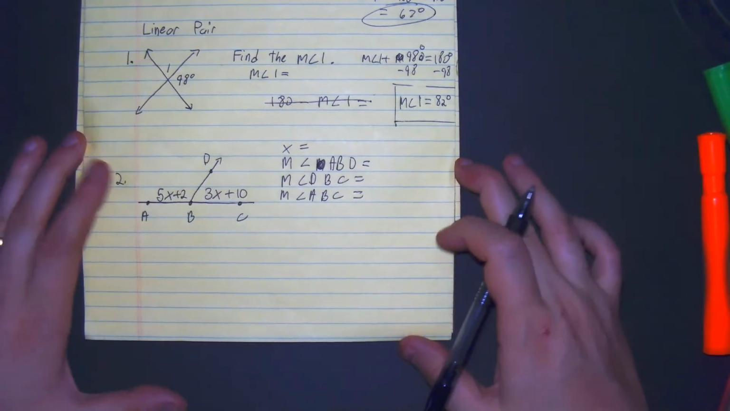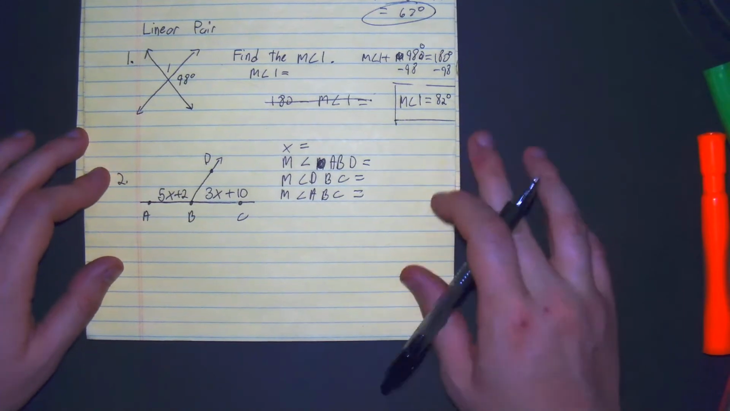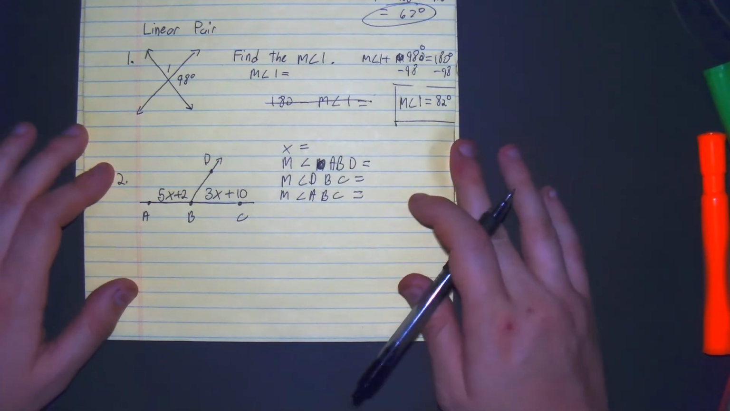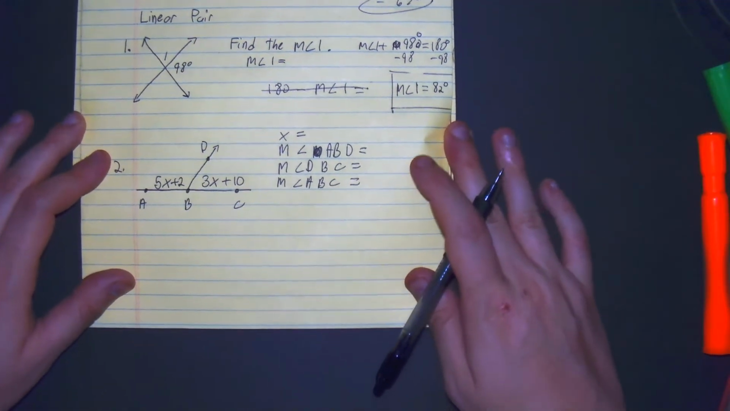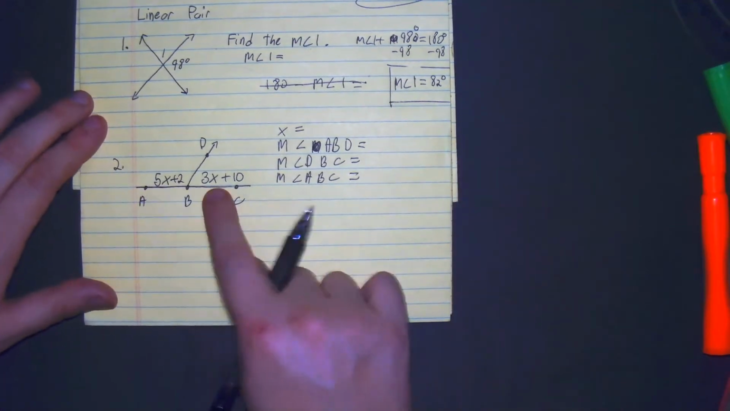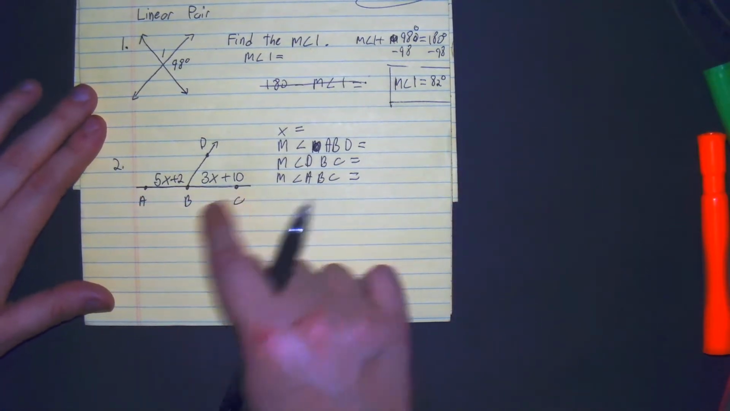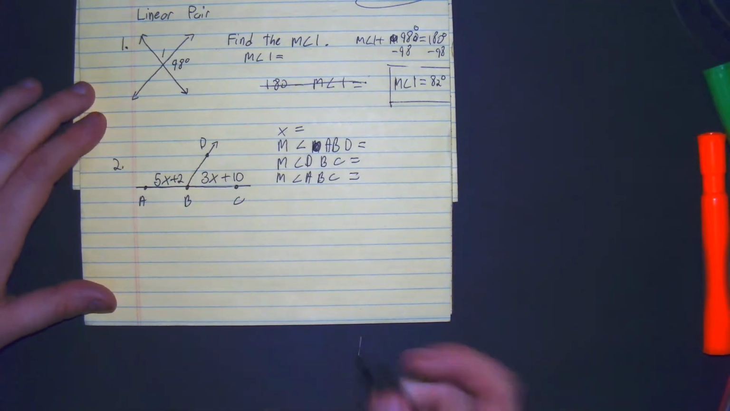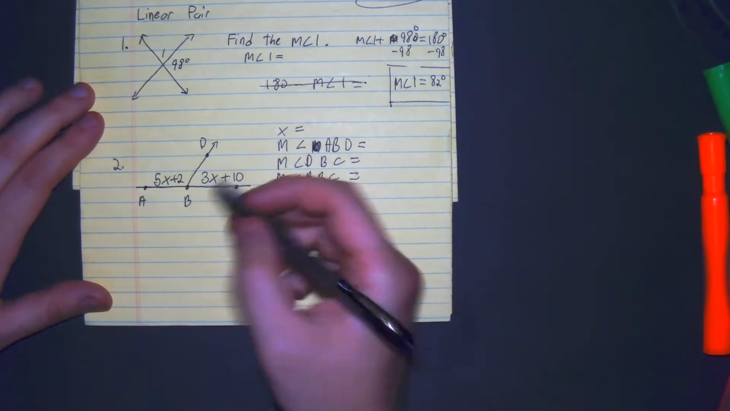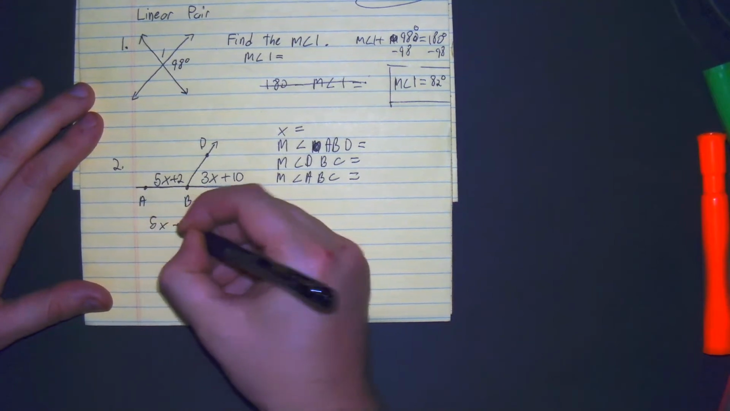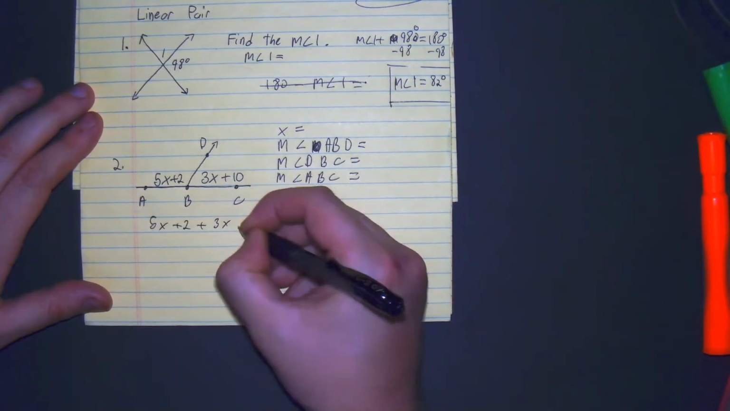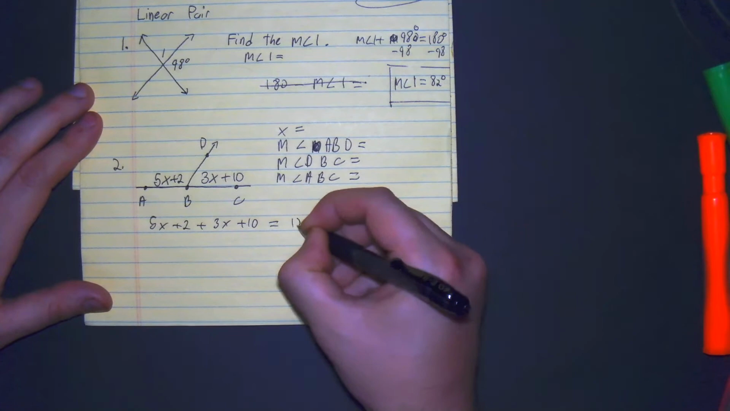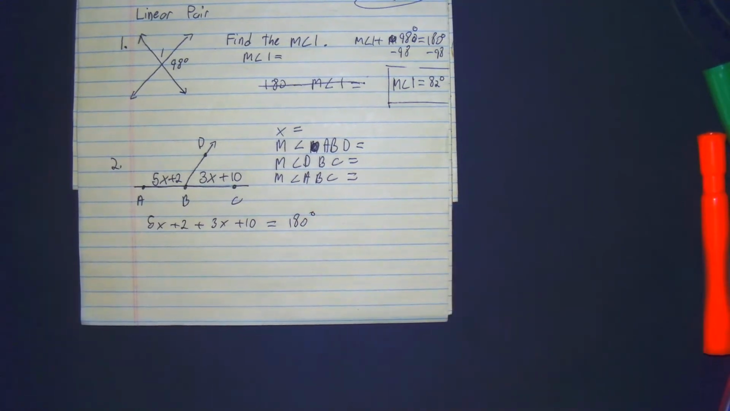Let's look at our last one, our linear pair with a little bit of algebra. So how are we going to deal with this one? Well, we know it's a linear pair. It's a line segment with a ray cut in half. So this plus this equals 180. So it'd be 5x plus 2 plus 3x plus 10 equals 180 degrees.